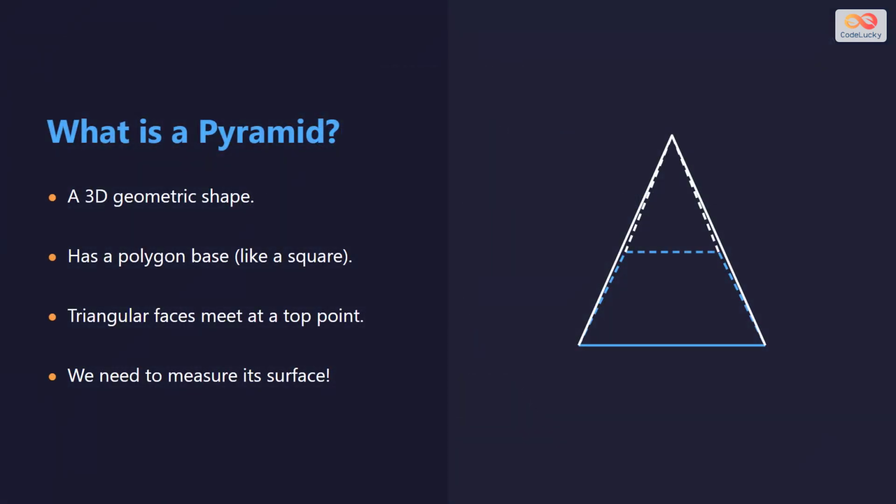First, let's ground ourselves. A pyramid is a three-dimensional shape with a polygon base, like a square or a rectangle, and triangular faces that meet at a single point at the top. To calculate surface areas, we need to understand the dimensions of these faces.